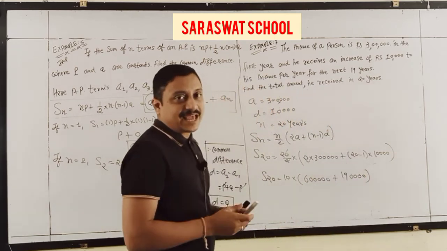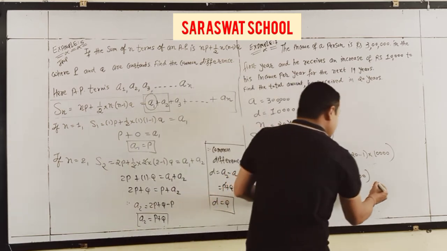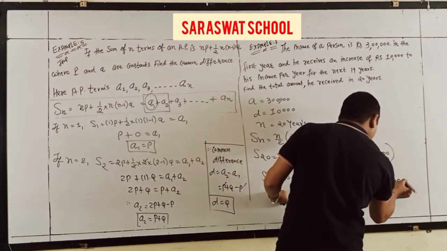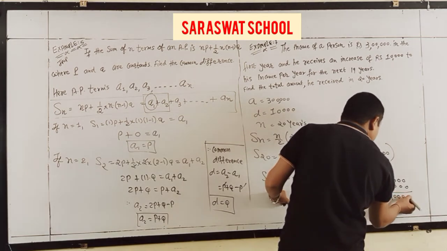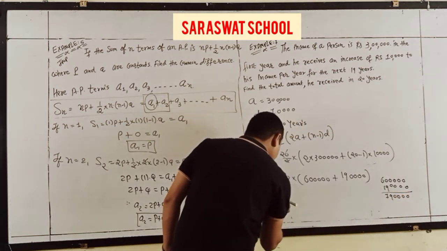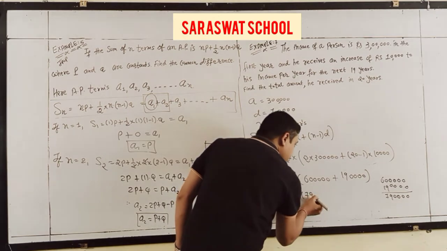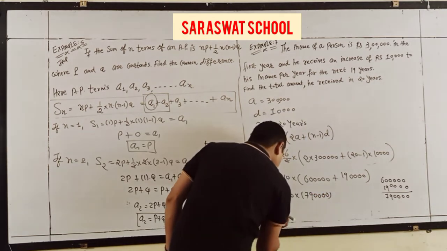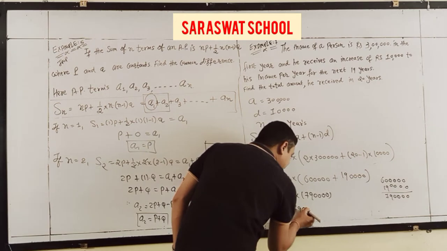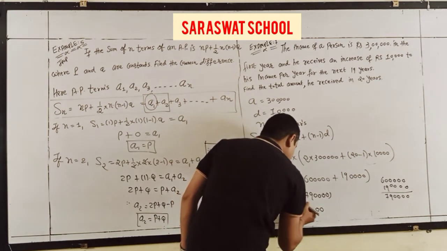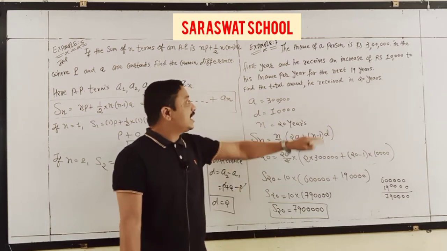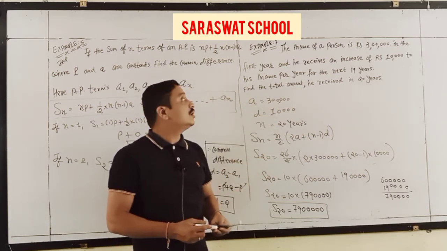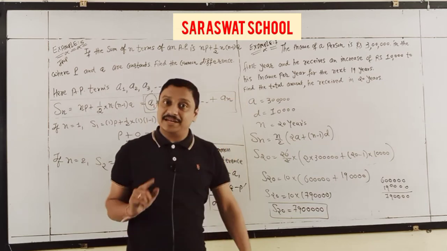Now 6 lakhs and 1,90,000 I added. So 6 with 5 zeros, plus 19 with 4 zeros, gives 7,90,000. Then 10 into 7,90,000 gives 79 lakhs. Yes, the total he received in his journey is 79 lakhs after 20 years. They received this amount over those 20 years.